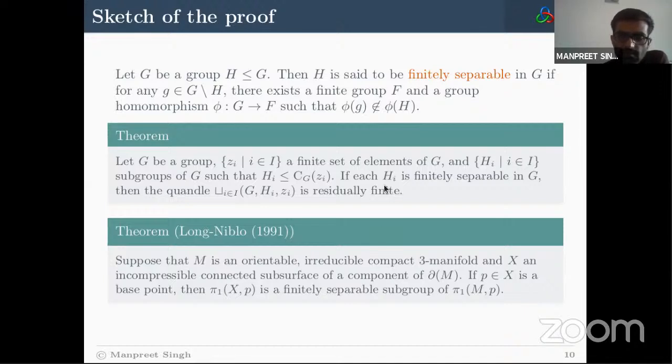And by this result and the previous result of Matveev and Joyce, where they presented the link quandle as a coset quandle, we recover that for non-split links, the link quandles are residually finite, because each peripheral subgroup is finitely separable. Now we are left with the case of split links.